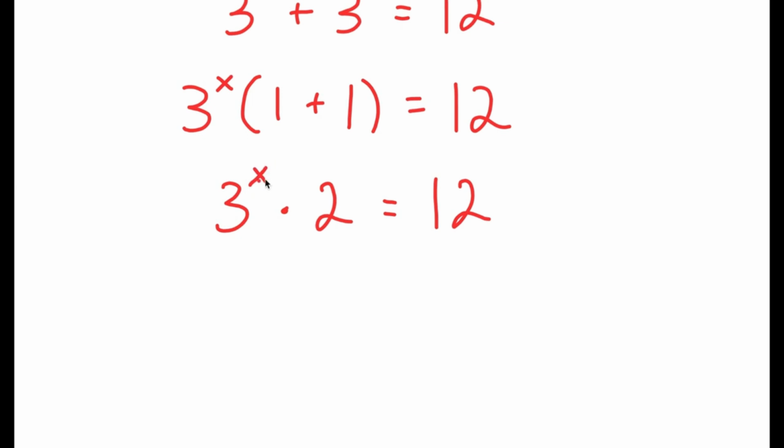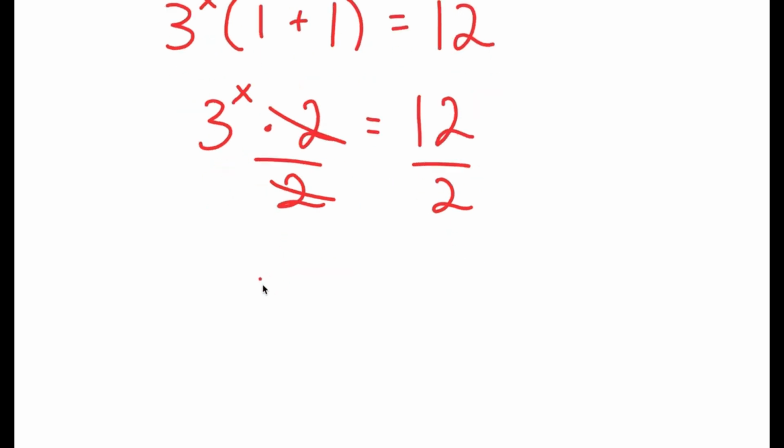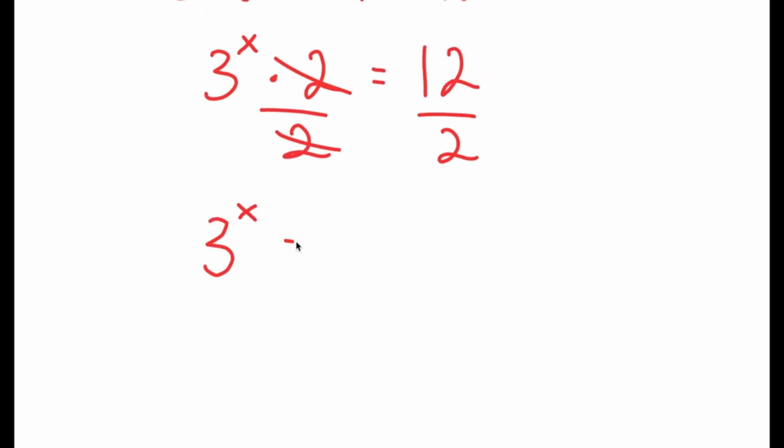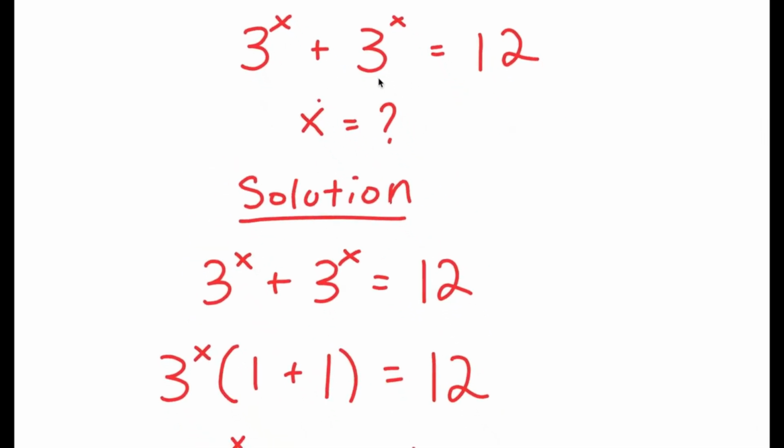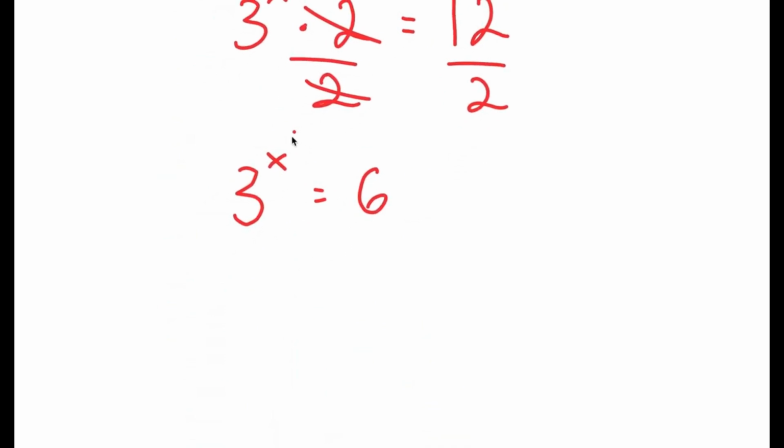So from here, we want to isolate x. And to do that, we have to get rid of this times 2 by dividing both sides by 2. So now these two cancel out, and I'm left with 3 to the power of x is equal to 12 divided by 2, which is 6. So now I have basically another equation from this much larger equation. This is much more simplified. I have 3 to the power of x is equal to 6.